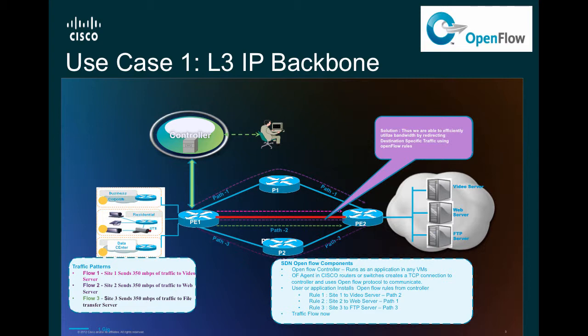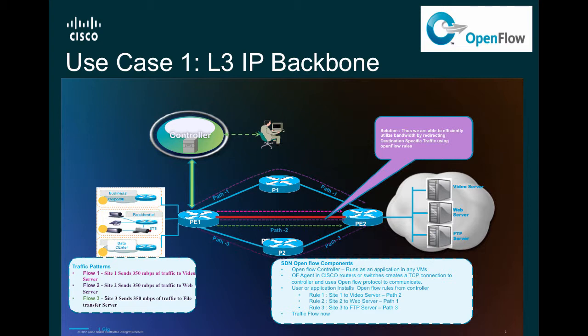So what is the solution? Well, one thing that you can do is manipulate the IGP cost so that you can change the path of the 3 flows. However, that would cause the path to change for all the flows, and that would not really solve your problem. So what does OpenFlow do? It gives you a very neat solution.